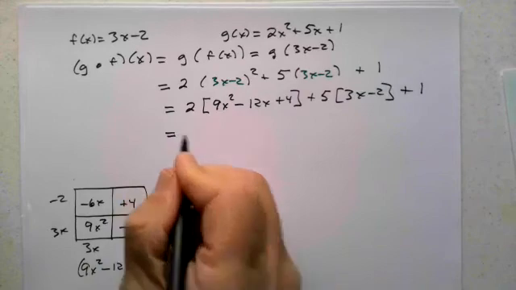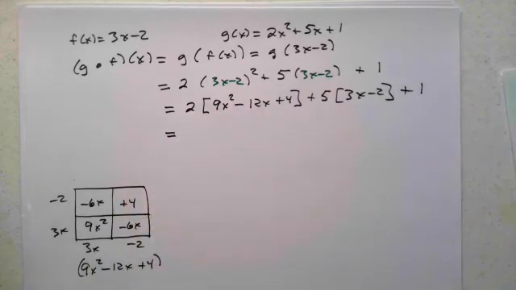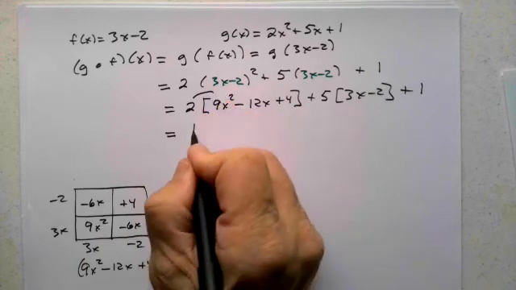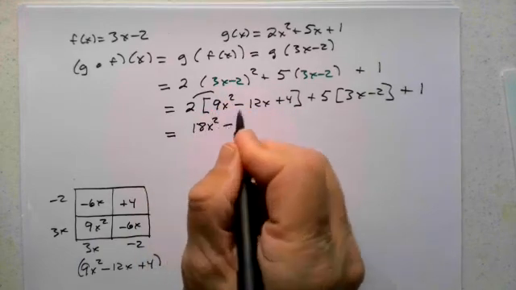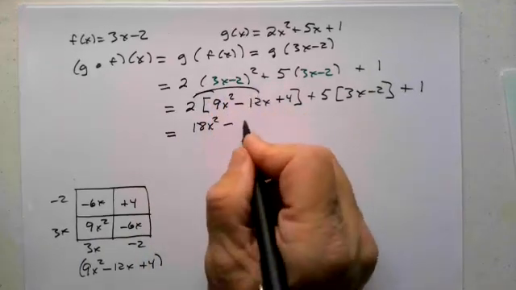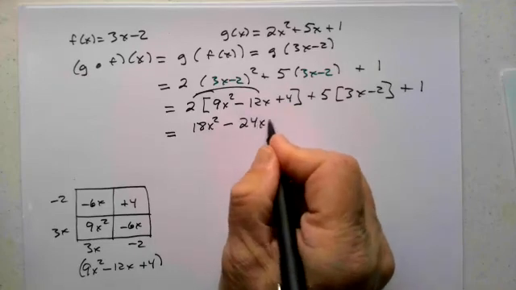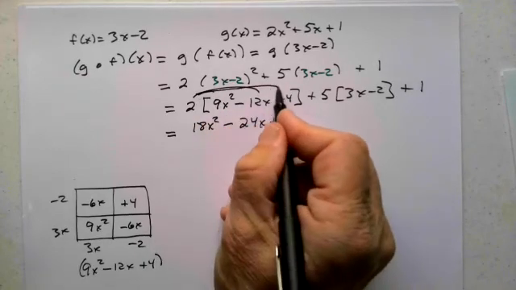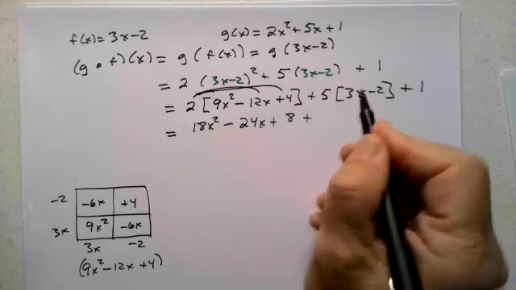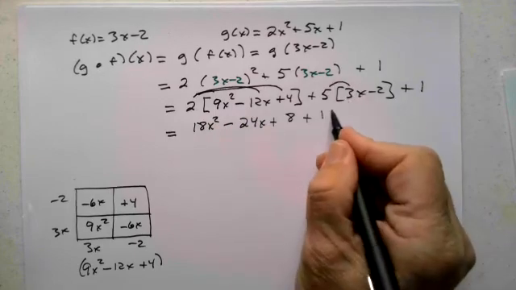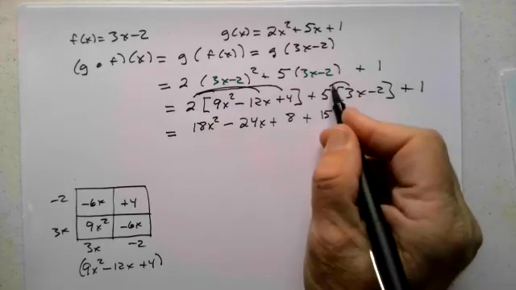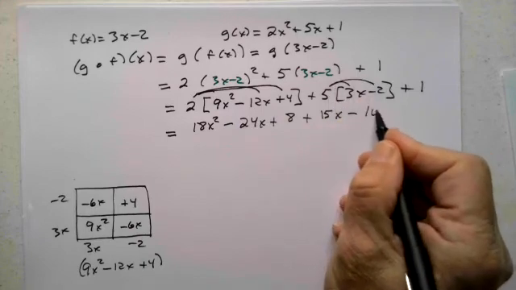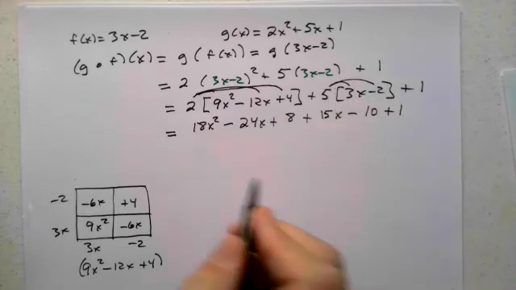And now it is time for us to distribute. 2 times 9x squared is 18x squared. Minus 2 times 12x is 24x. Plus 2 times 4 is 8. Plus 5 times 3x is 15x. Minus 5 times 2 is 10 plus 1.